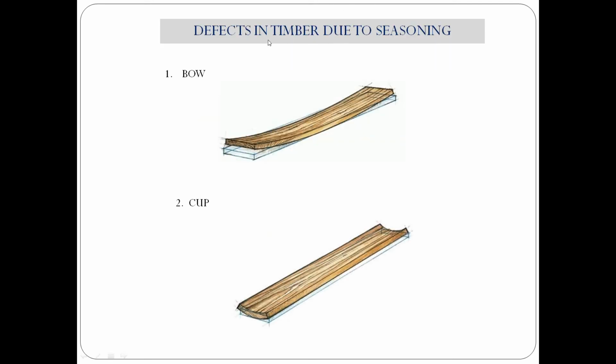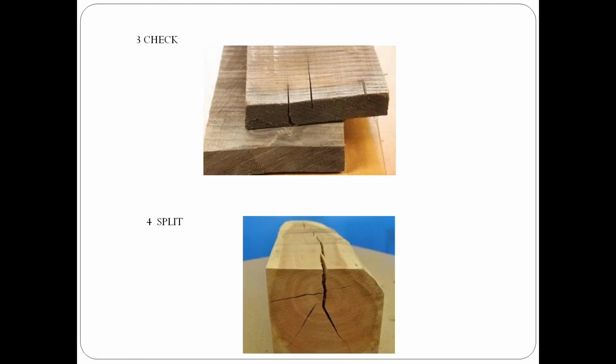Now we will move to defects in timber due to seasoning. Bow. When the converted timber is stored for a longer time, some timber planks may have a curve along their length, which is known as bow. Now next one is cup. When timber planks curve along their width, it's called cupping of timber.